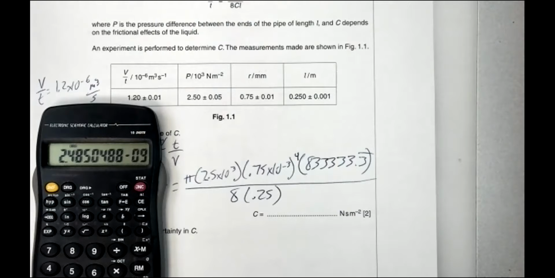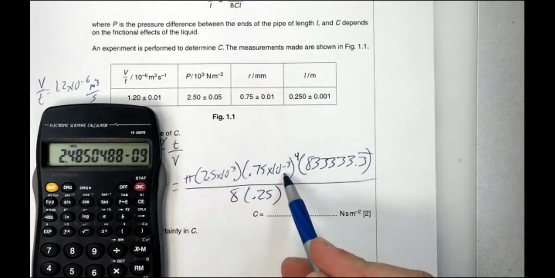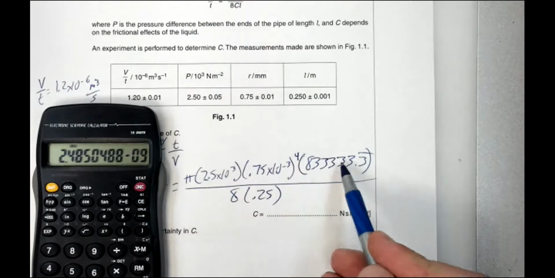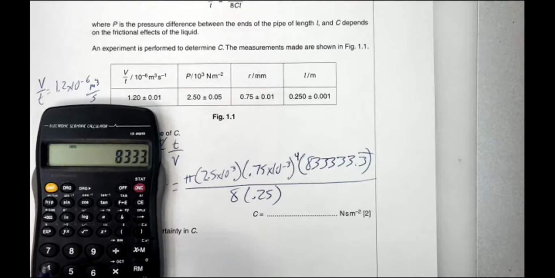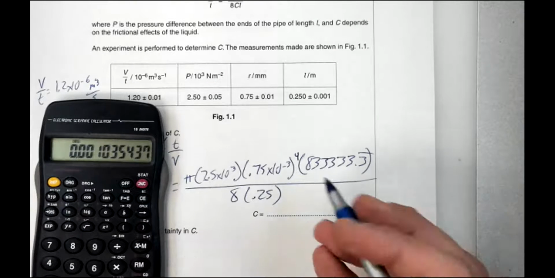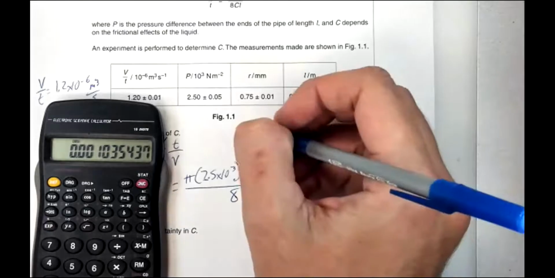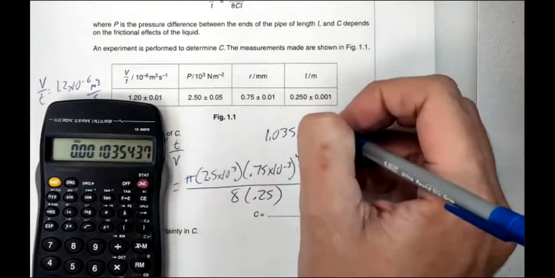Okay, it's just they rounded it to the last place. So that's the actual answer that I've got so far, and I'm only at this term here. I still got to multiply by 833,333.33333 equals, divided by 8 equals, divided by 0.25. And I'm getting an answer here of 1.035 by 10 to the -3, it looks like.